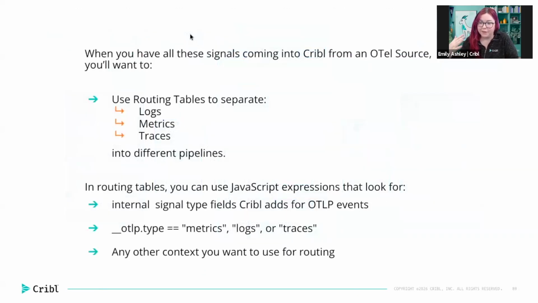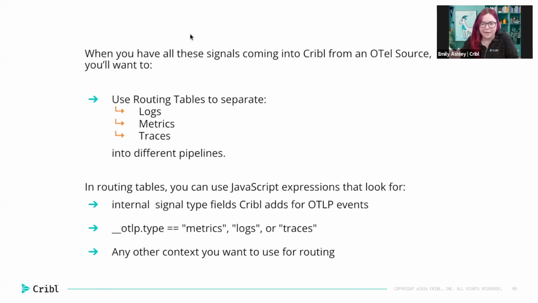So you have all these signals coming into Cribl from an OTel source. Use a routing table to separate logs, metrics, and traces. I definitely recommend having those signals in separate pipelines. So in the routing tables, you can use JavaScript expressions to signify what to look for. Here is a case where I would recommend using those internal signal type fields that Cribl adds for OTLP events. That's the quickest way to separate them out.